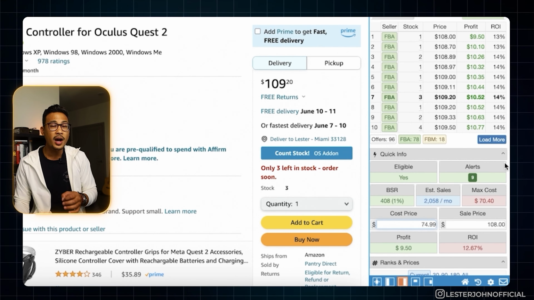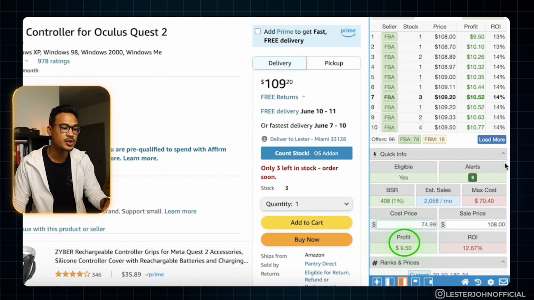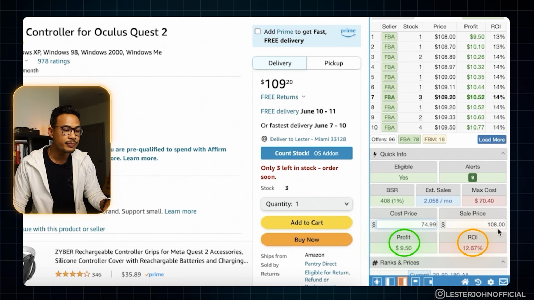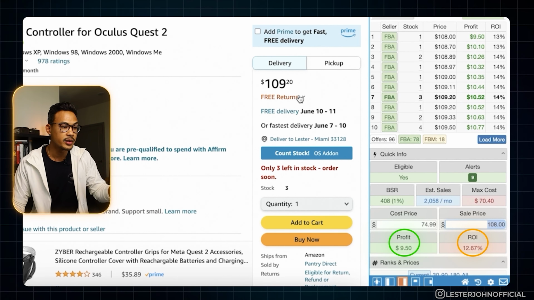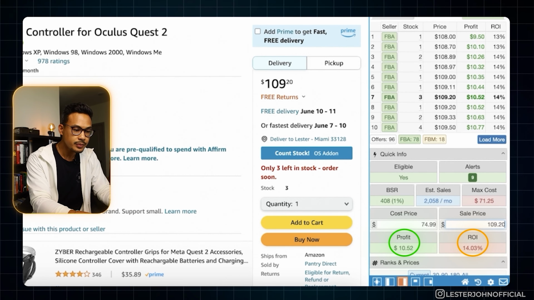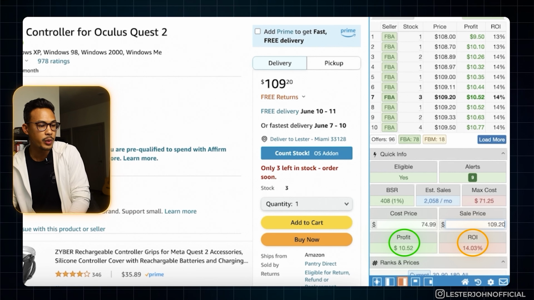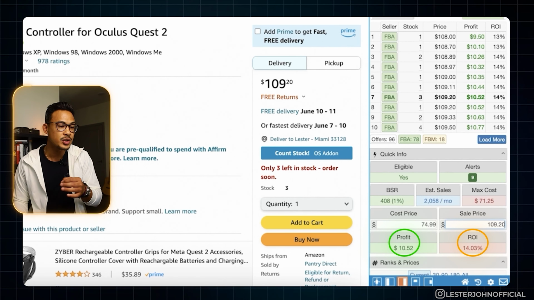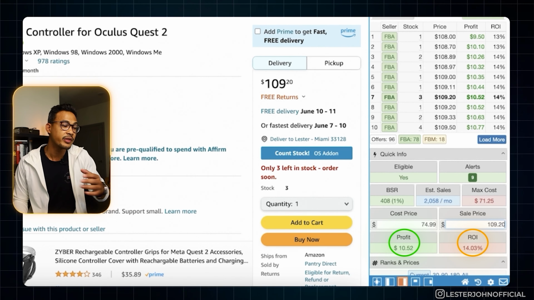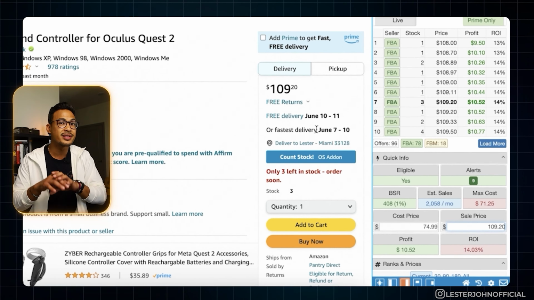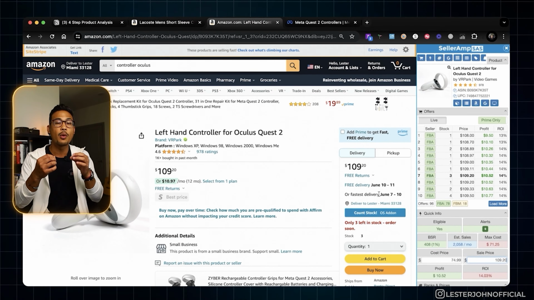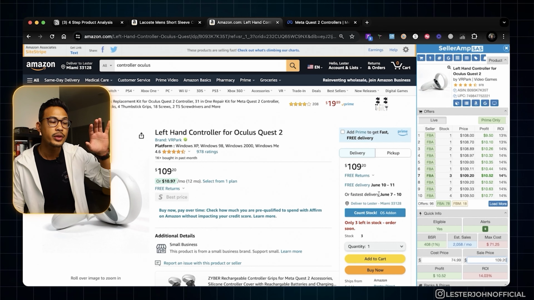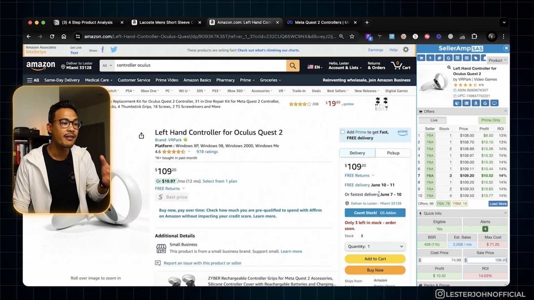$74.99. Okay, our profit is going to be $9.50 with a 12% ROI. This is the sale price right here. Actually, let's match the buy box, which is $109.20. Okay, so $109.20. We were able to increase our ROI to 14%, $10.52 profit. Now, this is just the base of information. We're going off the buy box that's currently advertised, okay?